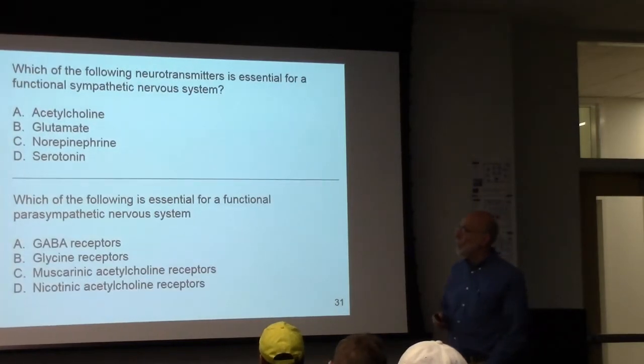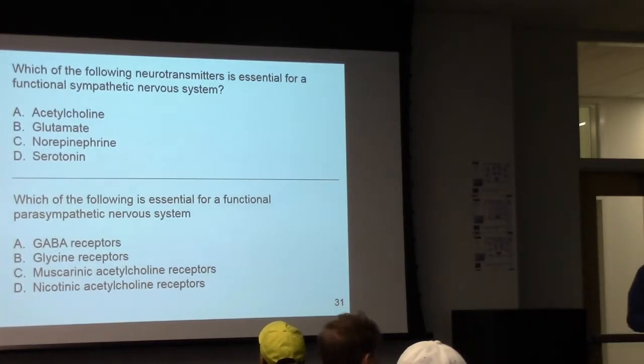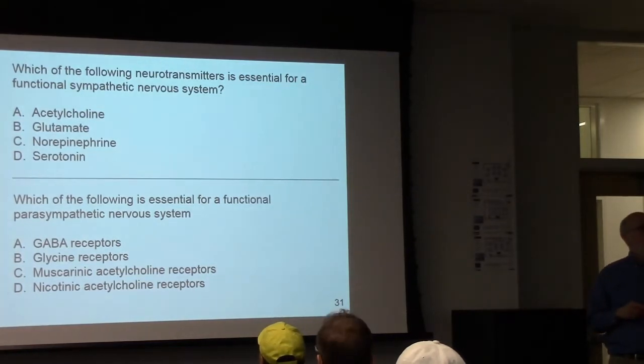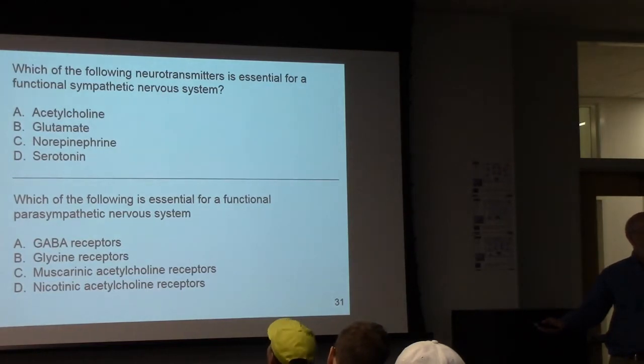I don't know how many more of these, but there can't be too many more. How much should we try to memorize the names of the receptors? I wouldn't memorize names of receptors at all. You should know that acetylcholine has ionotropic and metabotropic receptors, but don't worry about nicotinic versus muscarinic. Is that clear?